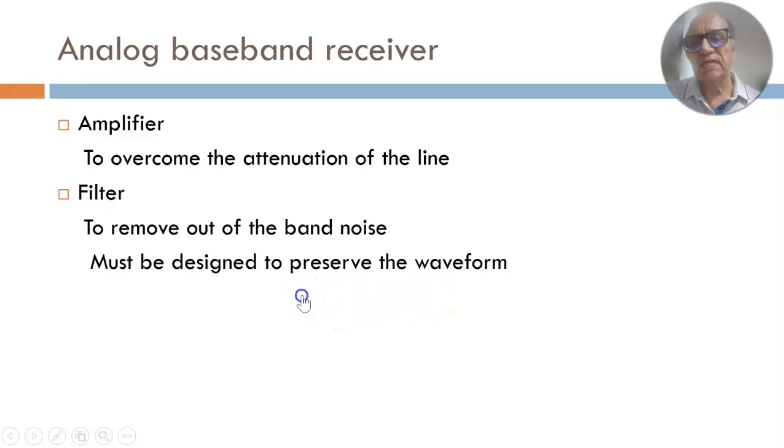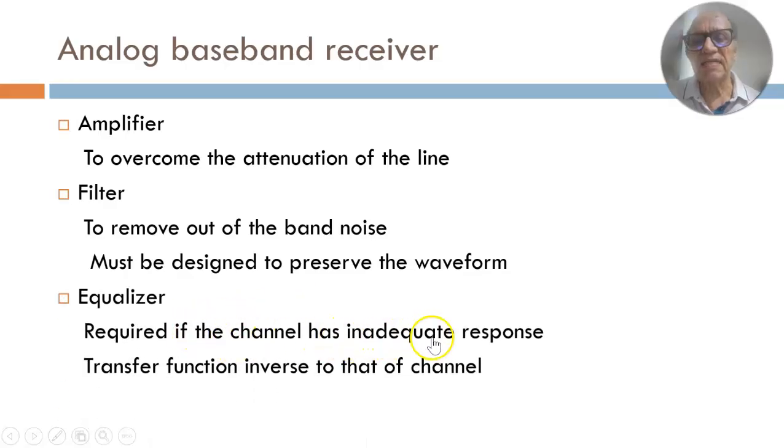Then you require one more filter. This is required if the channel has inadequate response. So the signal has a certain band spectrum, and if the channel does not have adequate response, then it will get distorted. In that case, what you require is an equalizer filter whose transfer function will be inverse to that of the channel. So because of the inadequate response of the channel, the signal will get distorted. However, the distortion can be removed by using an equalizer with an appropriate transfer function, which is simply inverse to that of the channel. So these are the three main components which will be required in the analog baseband receiver.